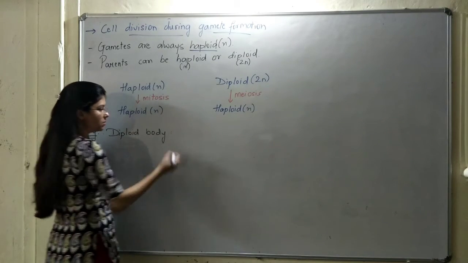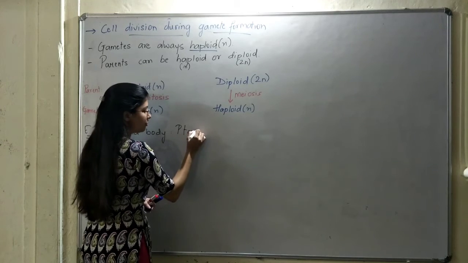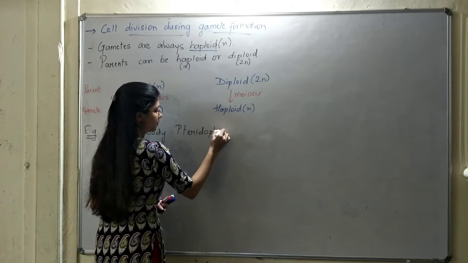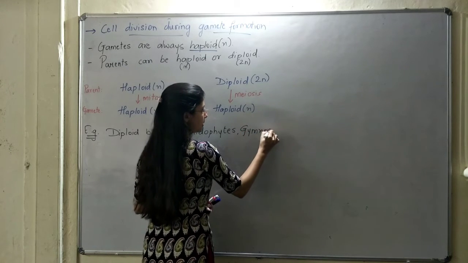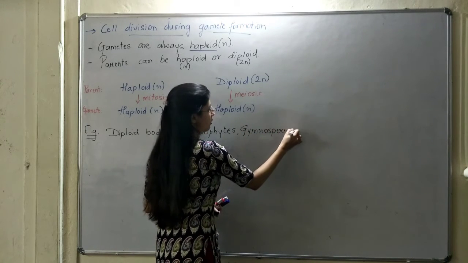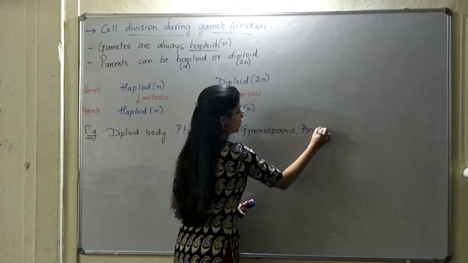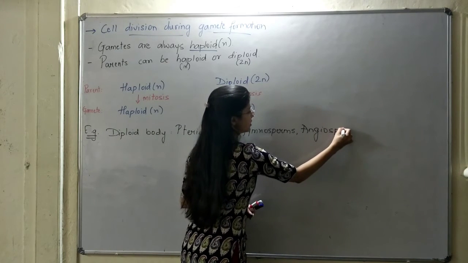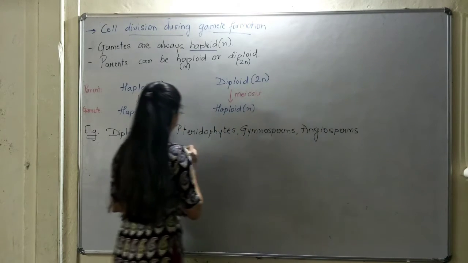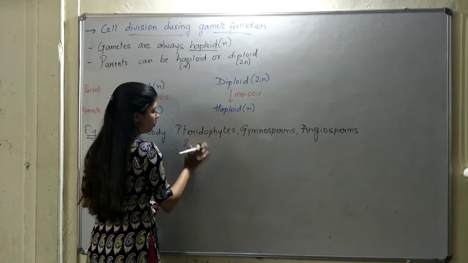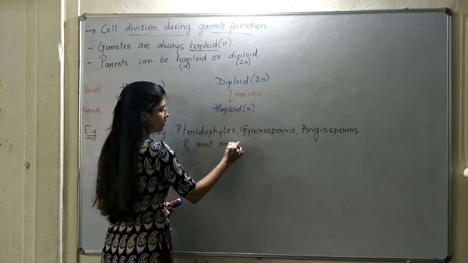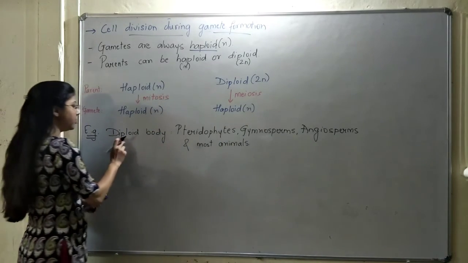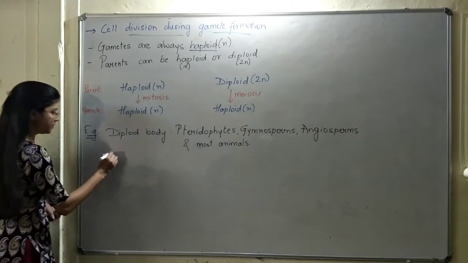Diploid body organisms will include pteridophytes from the plant kingdom. Then there will be gymnosperms. Of course, the higher level of plants, angiosperms. And most animals, except for some lower levels, will always have a diploid body.